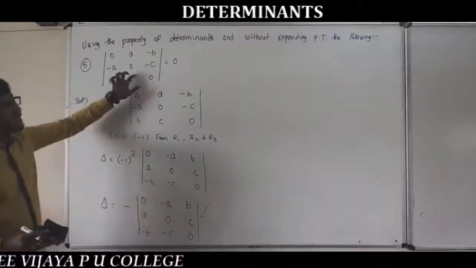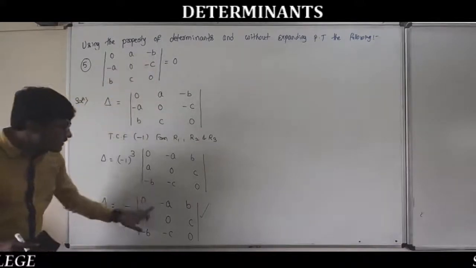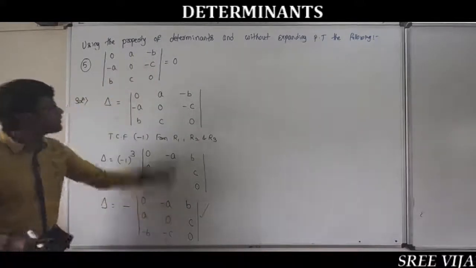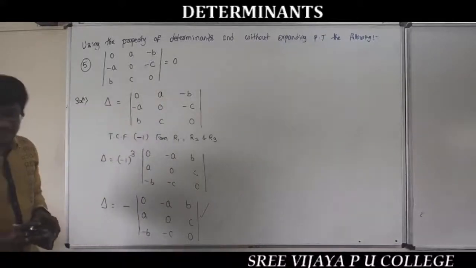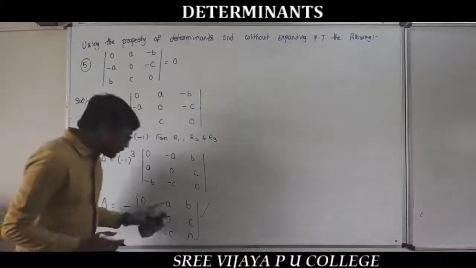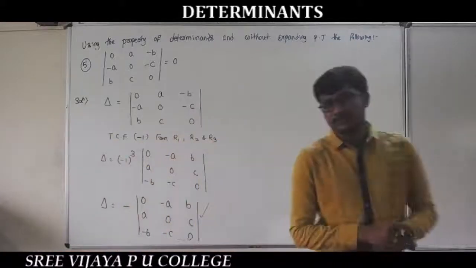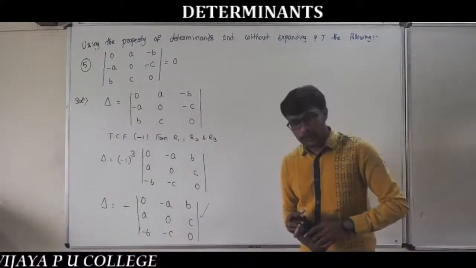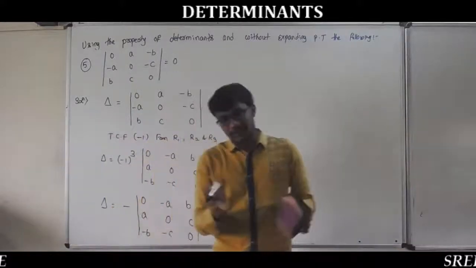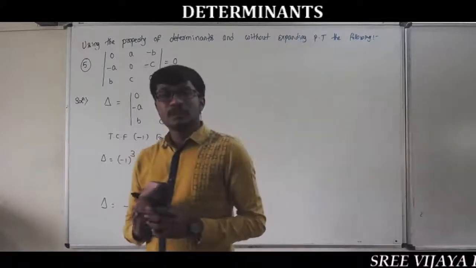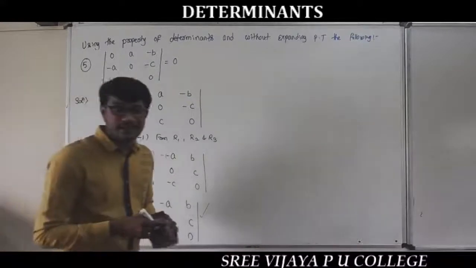Is it the same as delta? No, because here we have 0, a, minus b, but there 0, minus a, b. Here a, 0, c, and in delta minus a, 0, minus c. Here minus b, minus c, 0, and in delta b, c, 0. So it is not the same. To make it 0, we could use property 3, where two columns are identical or all the elements are 0, but that does not apply here.